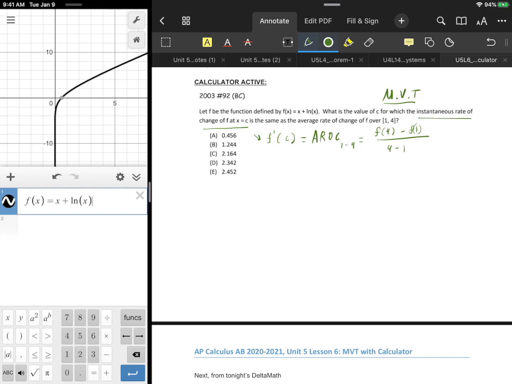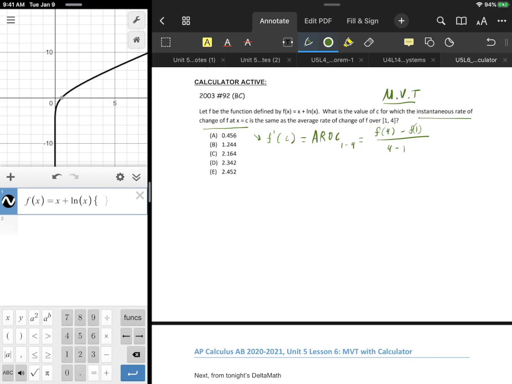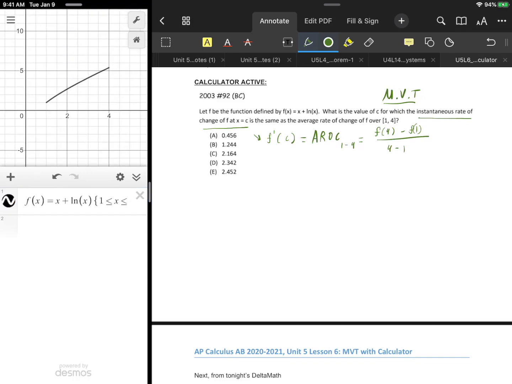All right, so let's look at how you would use Desmos here. The first thing I would do is restrict this interval, just so we can really focus in on what we're talking about. I only want to know what is going on where x is between 1 and 4. The way you do that on Desmos, 1 is less than or equal to x is less than or equal to 4. There we go. So we're just talking about this weird little segment right here. It's very slightly concave down, but with a positive first derivative.